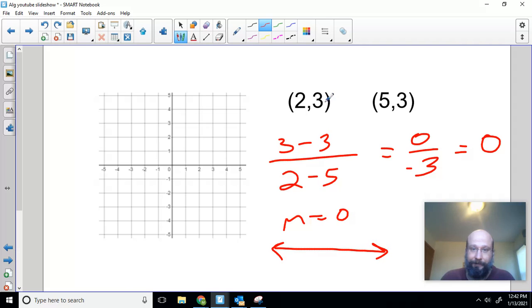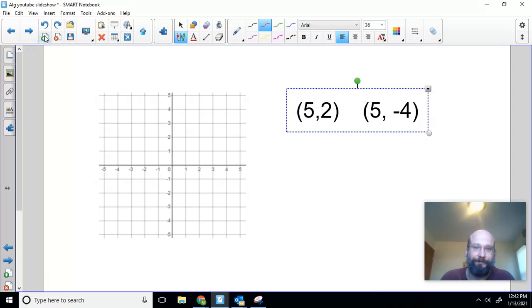Right? And if we were to put these points here, (2, 3) would be here. (5, 3) would be here, right? If we were to connect them, you can see that that's a slope of 0. So when your y's are the same, then it's a 0 slope.